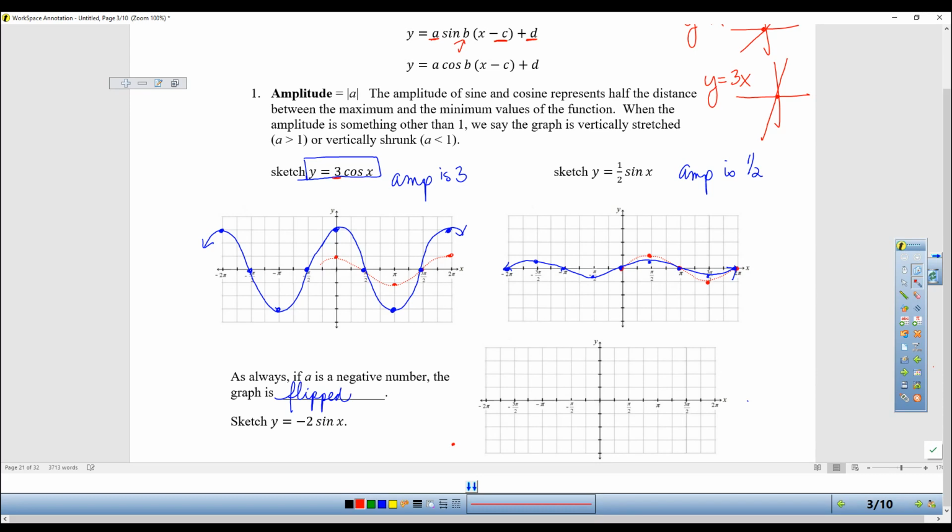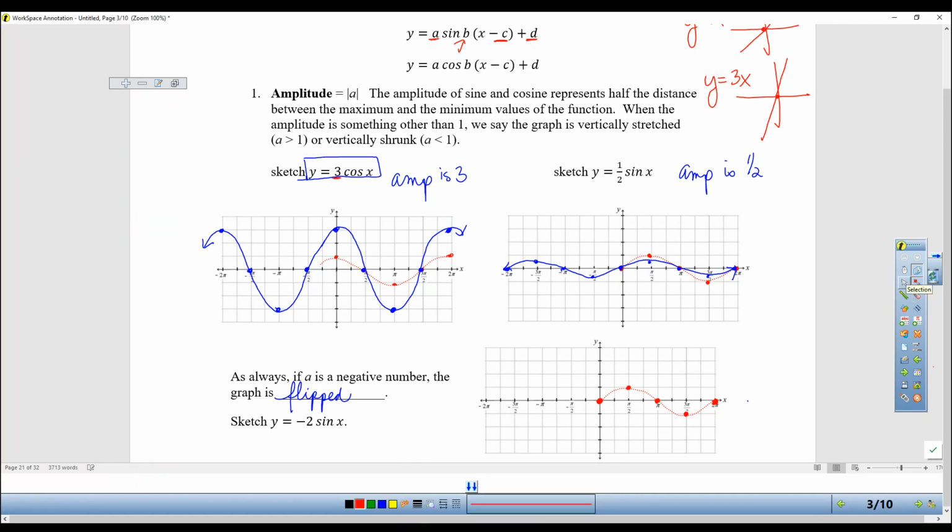So again, my 5 points of sine are starts at 0, ends at 0, in the middle at 0, it goes up to 1, and down to negative 1. I'm going to draw a little parent graph there, just so you can compare it. This one is going to be flipped upside down, and it's going to have an amplitude of 2. So the amplitude is equal to 2.